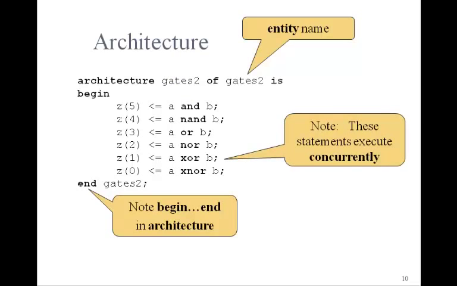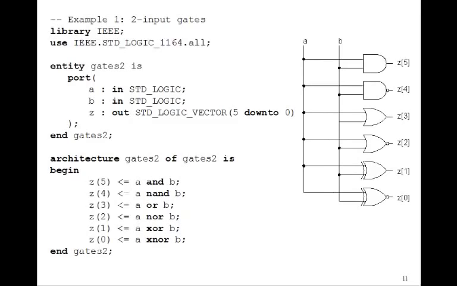Now, note that all these statements execute concurrently. That is, it's not like a program where first Z5 is calculated and then Z4. You could write these in any order and it would produce the same result. So, this is the entire program. I'm going to show you how you actually implement this on an FPGA in a minute.